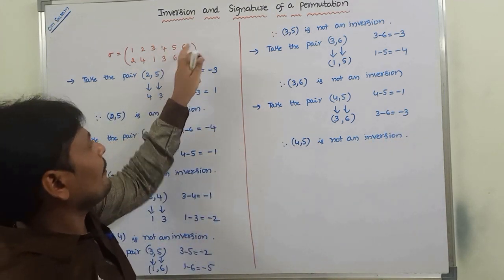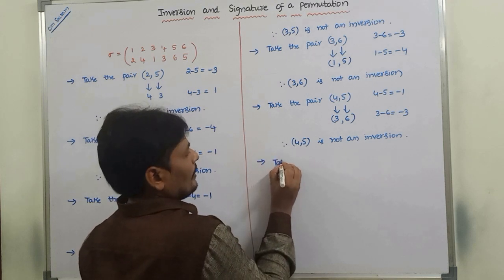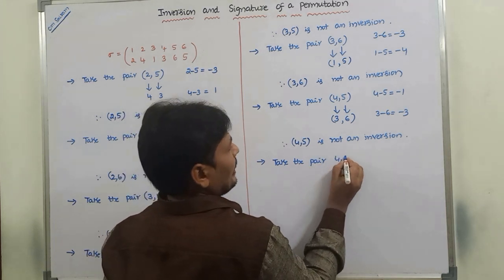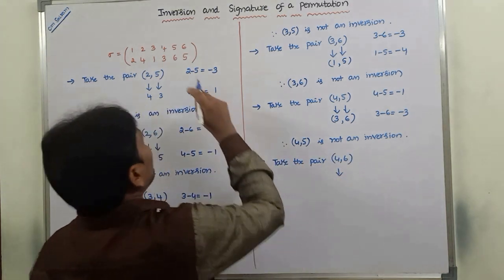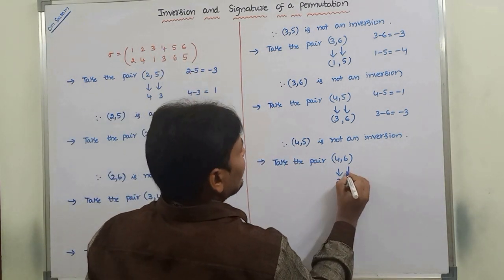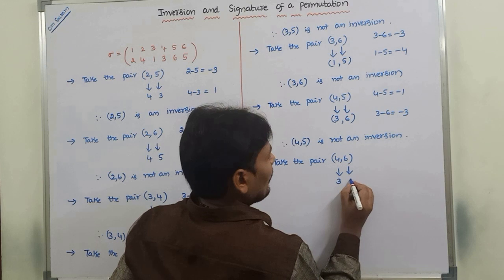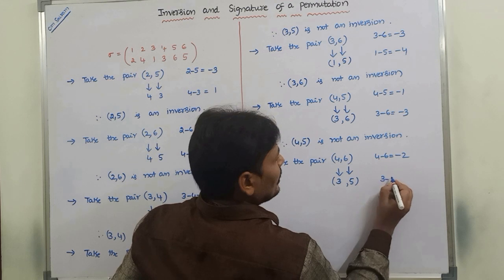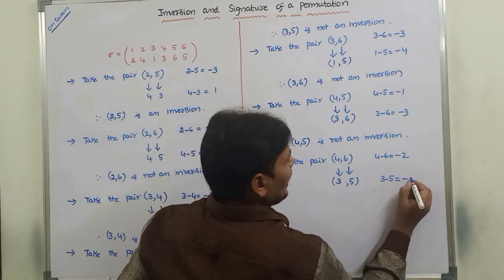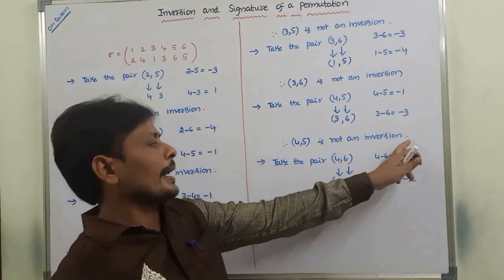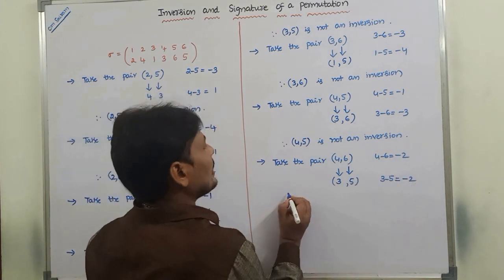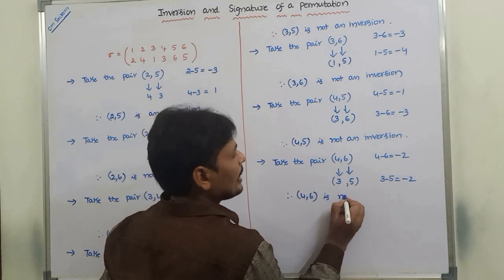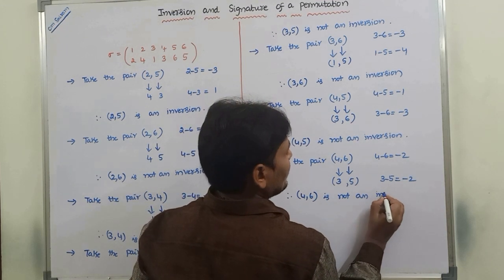Next one. Take the pair 4, 6. Here 4 image is 3, 6 image is 5. The difference between these two elements 4 minus 6 is equal to minus 2. The difference between these two elements 3 minus 5 is equal to minus 2. Both are negative results. Okay, hence we can say that 4, 6 is a regular pair. Hence we can say that 4, 6 is not an inversion.